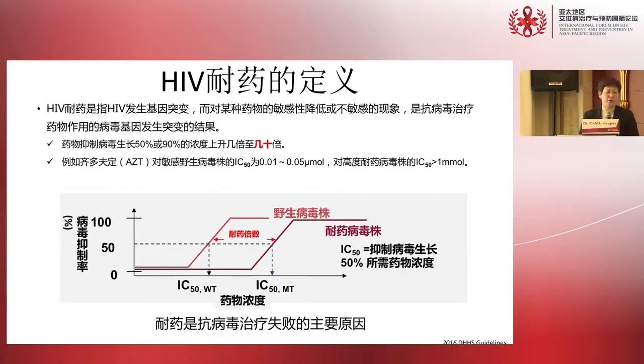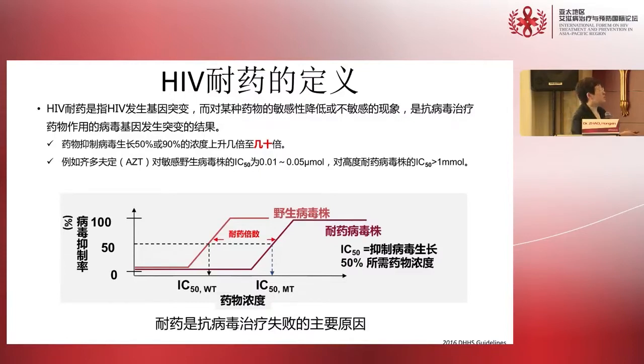Here shows the definition of HIV drug resistance. It is a genetic failure that after genetic mutation, the virus became insensitive to the ART. That means the drug suppresses the growth of the virus by 50% or 90%, but it takes dozens of times of concentration compared with the baseline. However, with that level of drug concentration, the drug toxicity is also significantly higher.